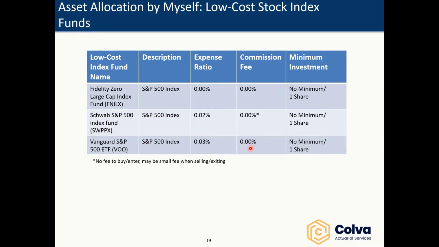But here are essentially three great options for you if you're interested in doing low-cost stock index investing by yourself. I put a little star here because I think Schwab might require a small fee if you're exiting or selling. But the other ones are largely commission-free, and the expenses are low. So if you want to do it yourself, determine your asset allocation, and here are three great stock index funds for you to invest in.